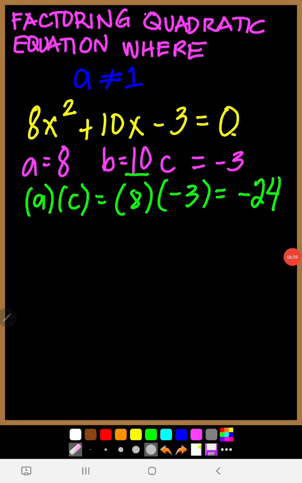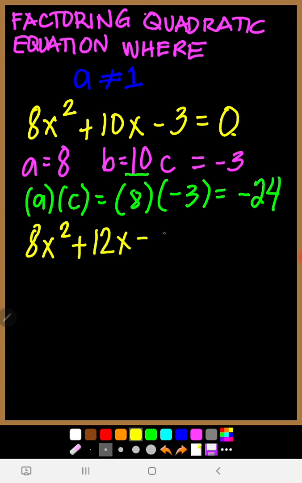Okay, so we are going to use the two numbers 12 and negative 2 by rewriting the quadratic equation 8x squared. But this time, instead of writing 10x, we are going to use the two numbers, which is positive 12x minus 2x minus 3 equals 0. See, we use the numbers 12 and negative 2. And then after that, we group them into 2. So on the left side, we have 8x squared plus 12x. And on the right side, we have negative 2x and negative 3.